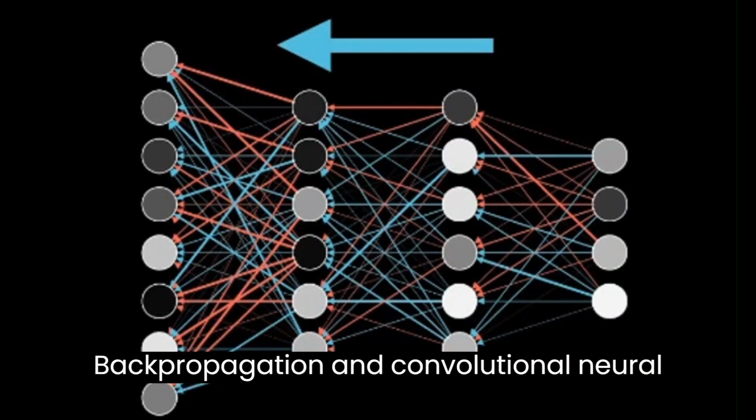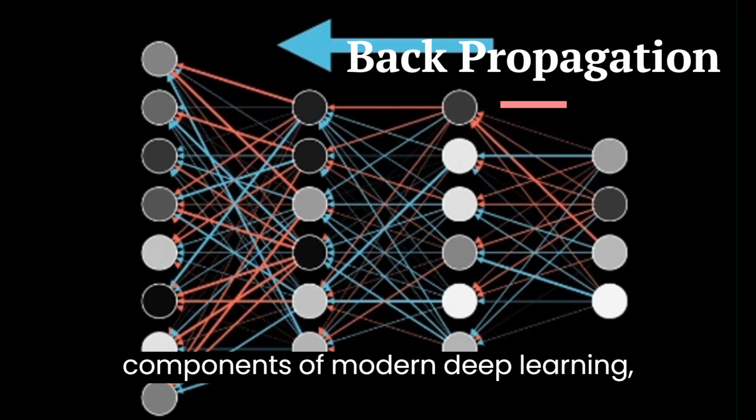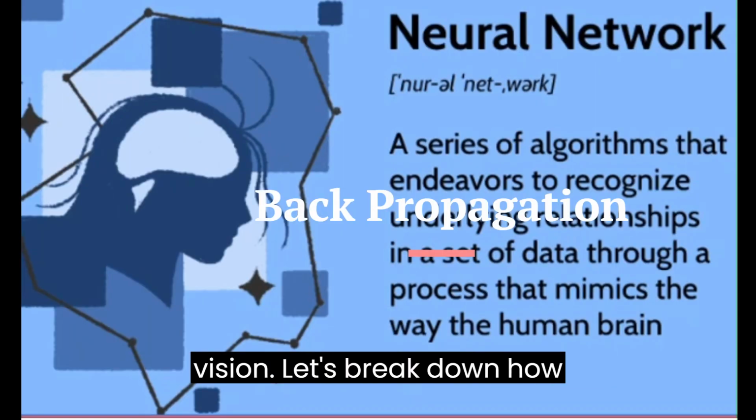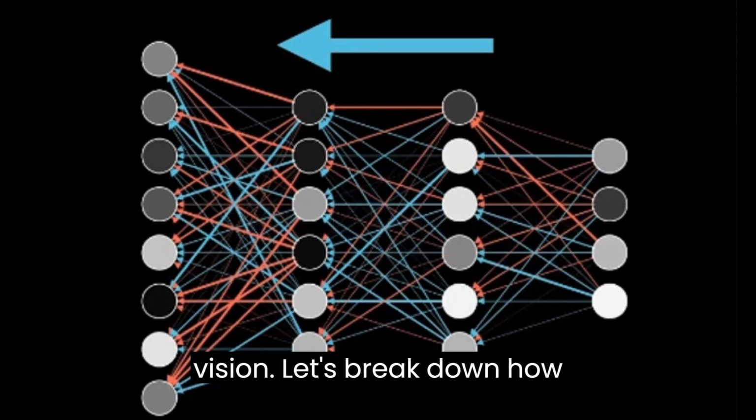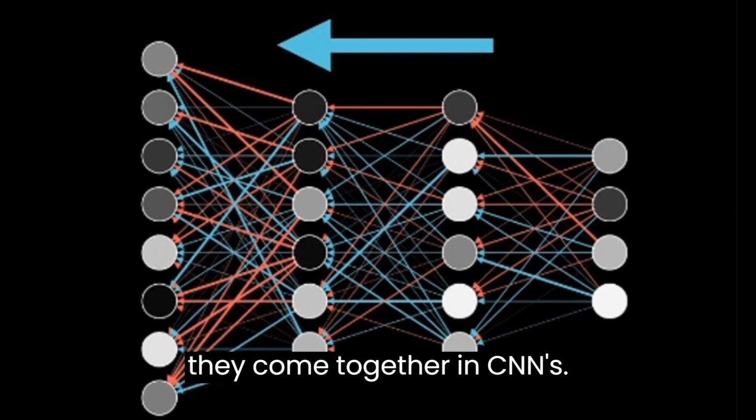Backpropagation and convolutional neural networks, CNNs, are fundamental components of modern deep learning, particularly in the field of computer vision. Let's break down how they work individually and then see how they come together in CNNs.